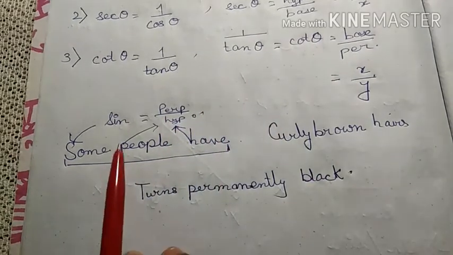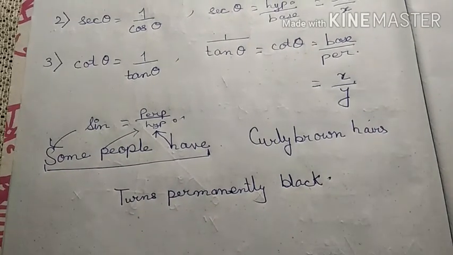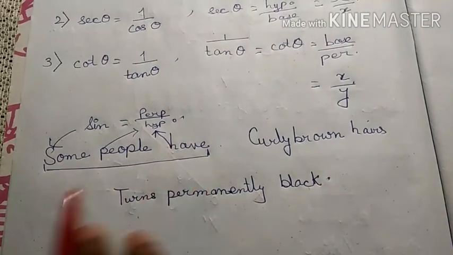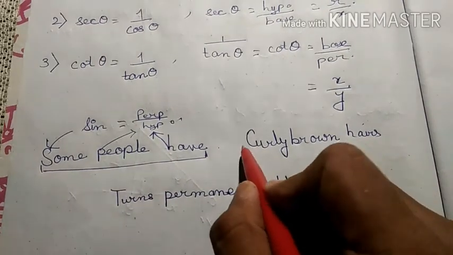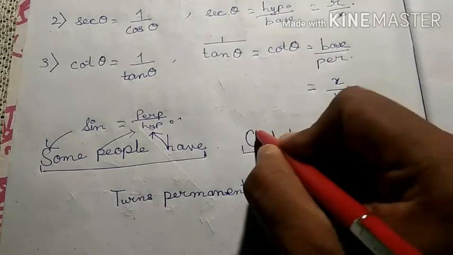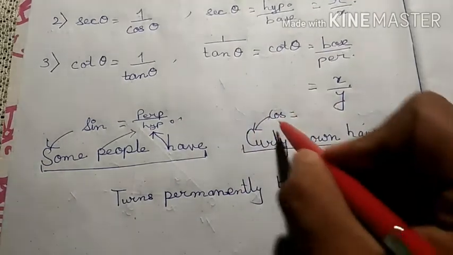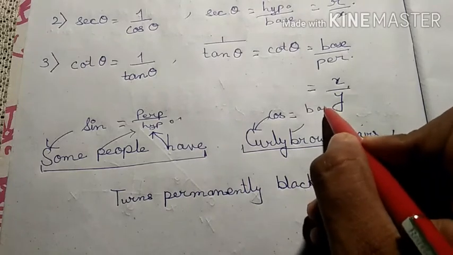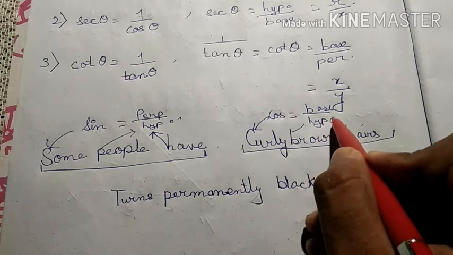Okay, an easy way to remember the formula for beginners. Basically, when you move on, no need of remembering this, you would automatically recall it. Now second part is curly brown hairs, that is curly for cos, that would be equal to brown for base, and hairs for hypotenuse.